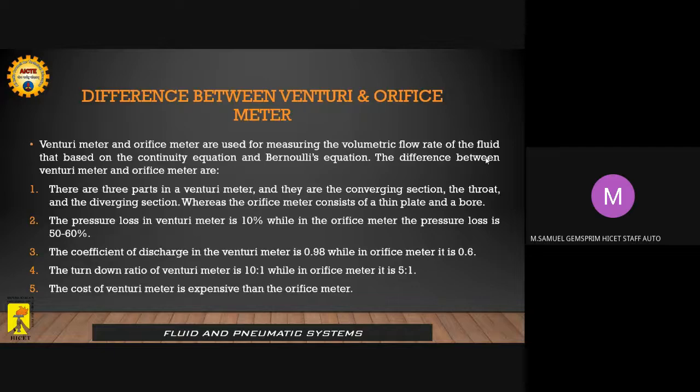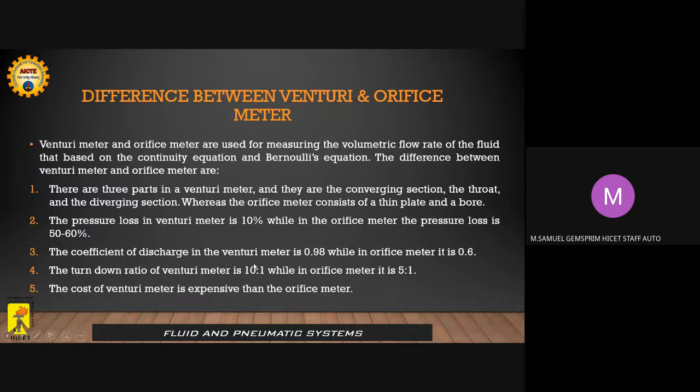Next, we are moving on to the differences between venturi meter and orifice meter. First of all, the venturi meter and orifice meter function on the same kind of working principle, but there are some important differences based on their working principle and construction. First thing is venturi meter has three different areas: converging area, throat, and diverging area. Whereas in orifice meter, it is a single simple thin plate. And the pressure loss in venturi meter is only 10%, but in case of orifice meter, the pressure loss is around 50 to 60%.